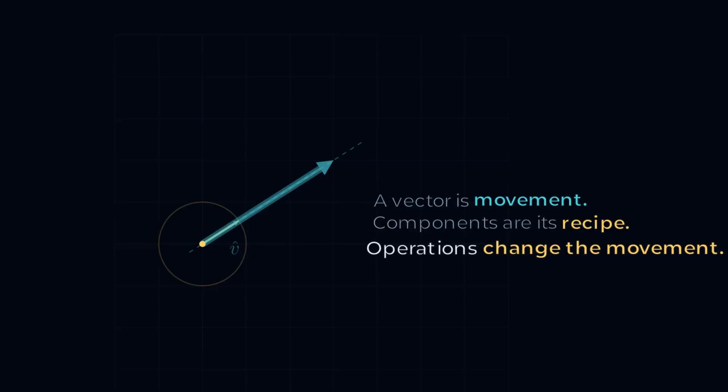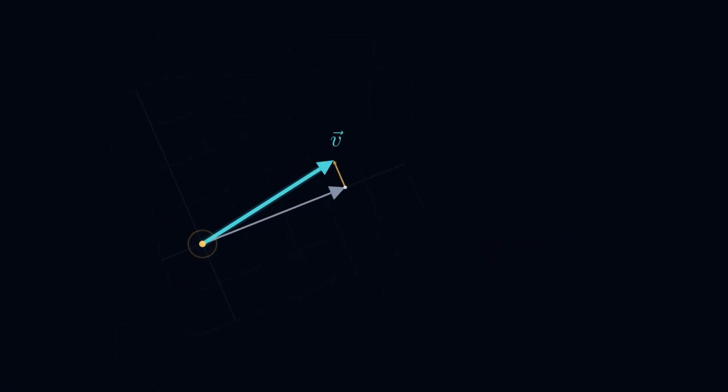So a vector is movement. Components are its recipe, and operations change the movement. But one question is still hiding. Who chose the grid?